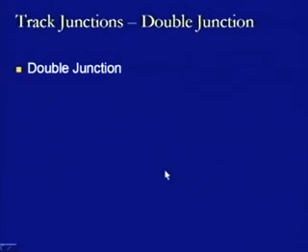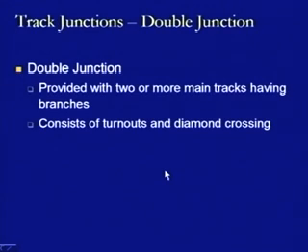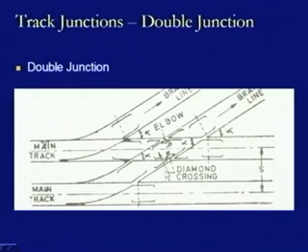Now, we come to the double junction. In the case of double junction, they are provided with two or more main tracks having branches, and it consists of turnouts and diamond crossing. So, we will be looking at its diagram and how it is done.